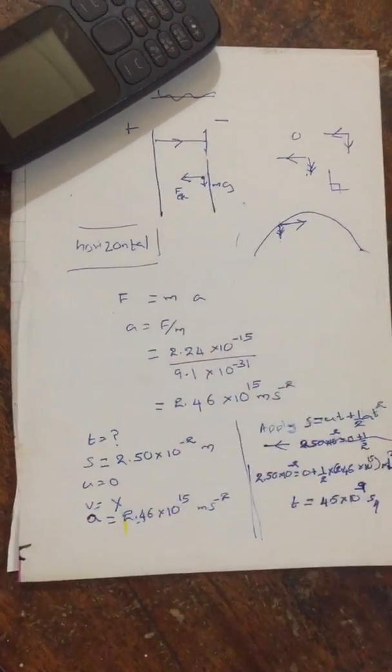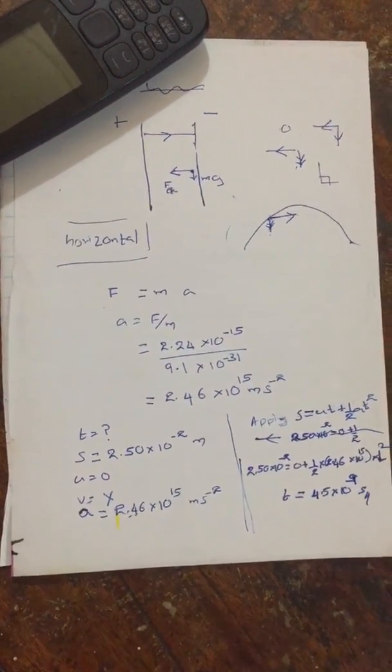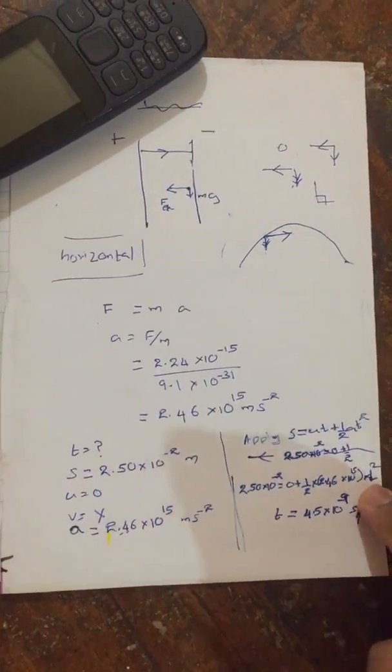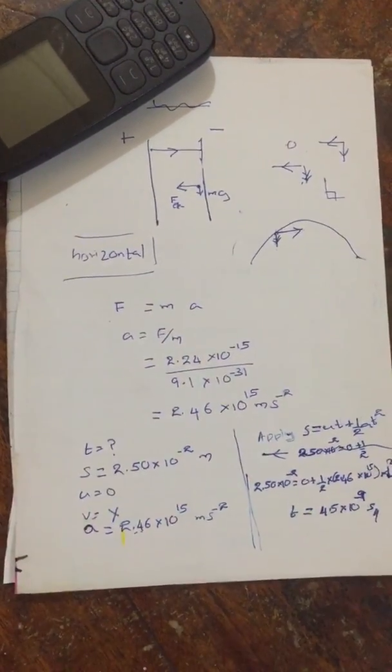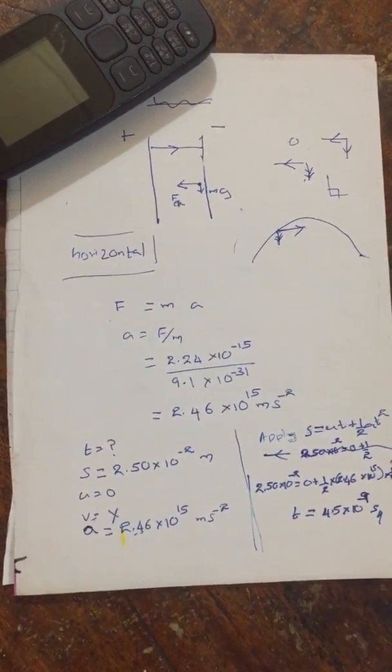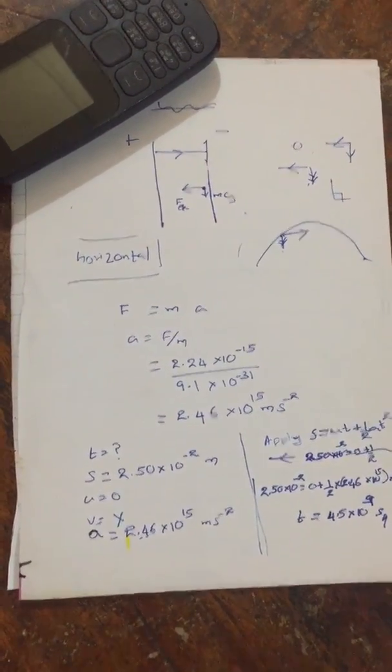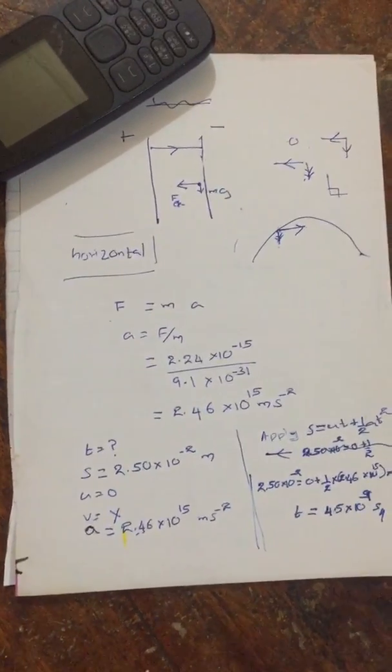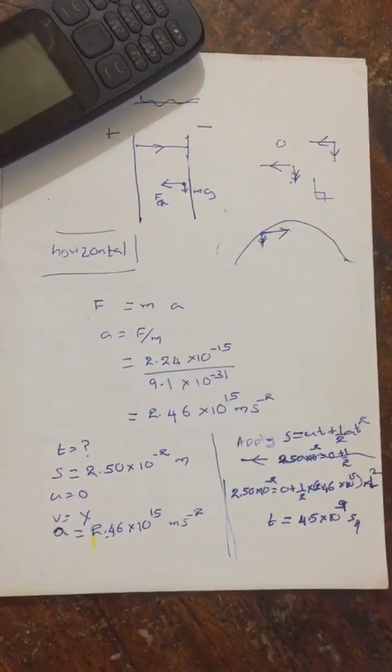Now I have a question here. This is a t squared, so when you find the square root, you would get two values, the plus and minus. Now minus is not possible because it is time, so we get the positive one.